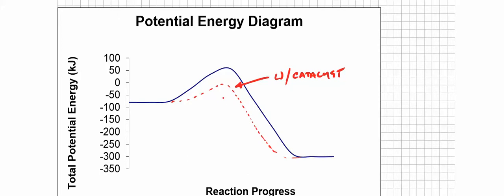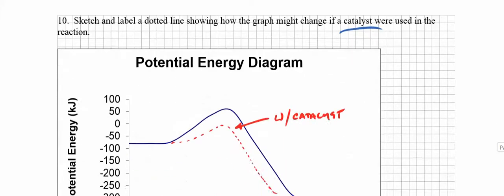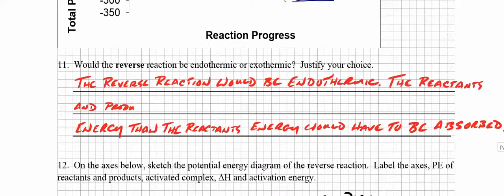So as we lower the energy of activation, it's going to allow this process to occur much faster. And so that is the action of a catalyst. Okay? So that's what catalysts do. All right. Let's take a look at number 11.